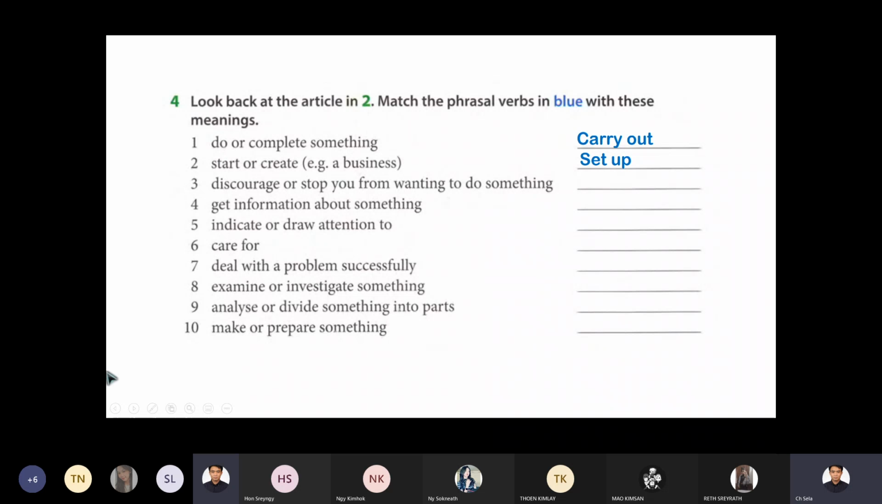Okay, number three until number ten, do it by yourself. I think you can have 5 minutes. We will check the answer together at 8:07. All right? Do it quietly. Thank you.